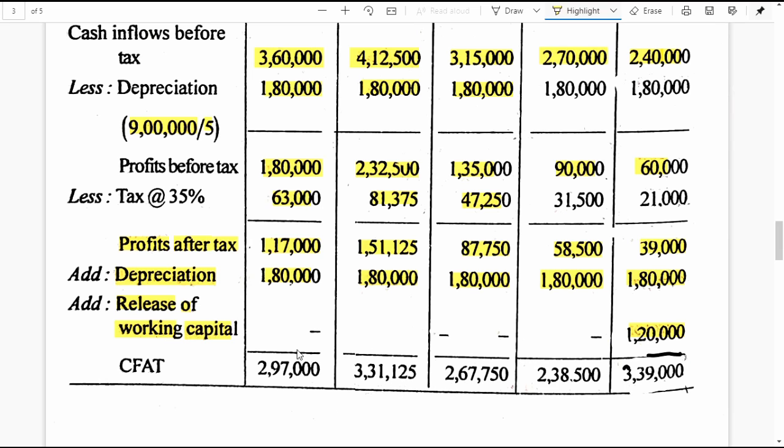Now let us total these figures. For the first year, the cash inflow of the project comes to 2,97,000. For second year, the cash inflow comes to 3,31,125. Third year, it comes to 2,67,750. For fourth year, it comes to 2,38,500. And for the final year, it comes to 3,39,000 rupees.